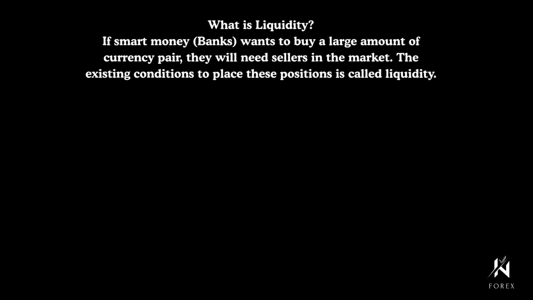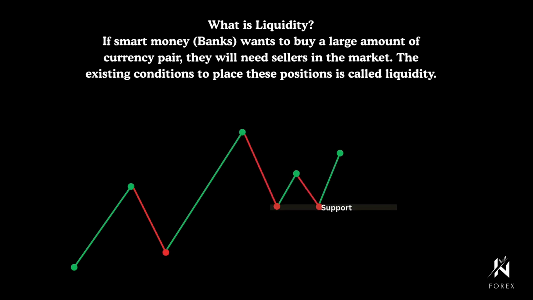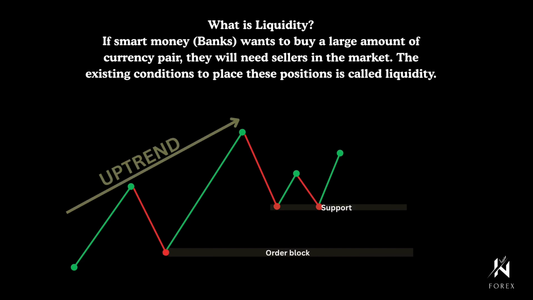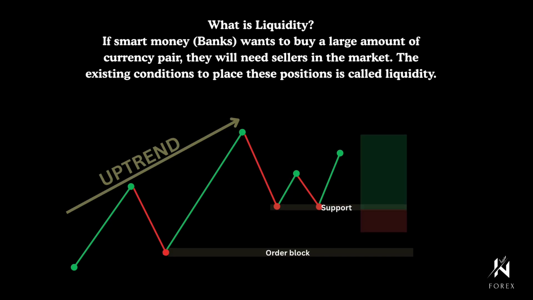What exactly is liquidity? When smart money aims to purchase a large volume of currency pairs, they require sellers in the market. The setup that allows them to do this is referred to as liquidity. Picture an uptrend. If institutions want to buy this currency, they'll obviously need a pool of sellers. But in an uptrend, most participants are buyers. Now, suppose price forms a support level before hitting the demand zone. This support becomes a key zone where support and resistance traders set their entries. And what sits below those buys? Stop losses, which are sell orders. That's when smart money steps in, grabs the sells, and enters their buy positions.